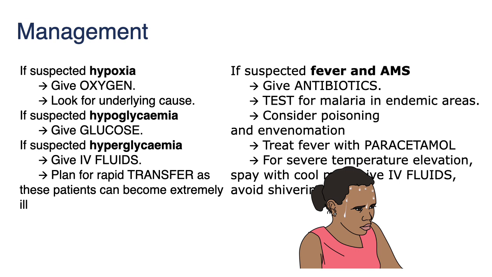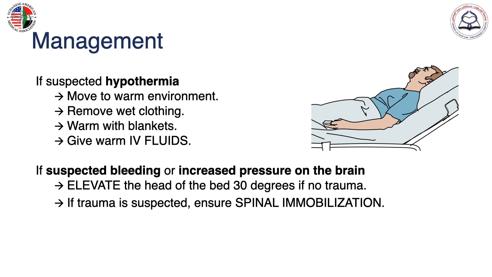Try to reduce the temperature and cool the patient. Those with hypothermia, remove wet clothes and take them away from this environment, dry them and cover them with a blanket and give IV hydration. If you are suspecting bleeding or increased pressure in the brain, elevate the head of the bed, and if there is spinal trauma, make sure you immobilize the cervical spine.